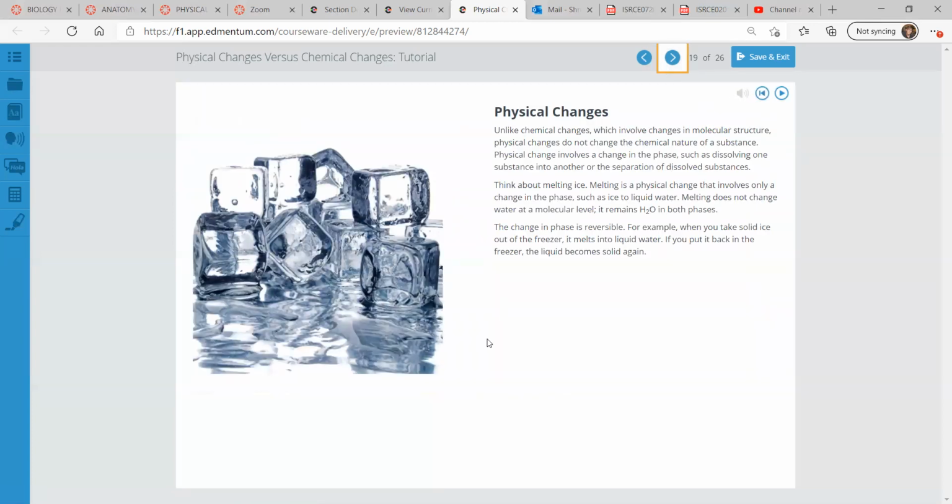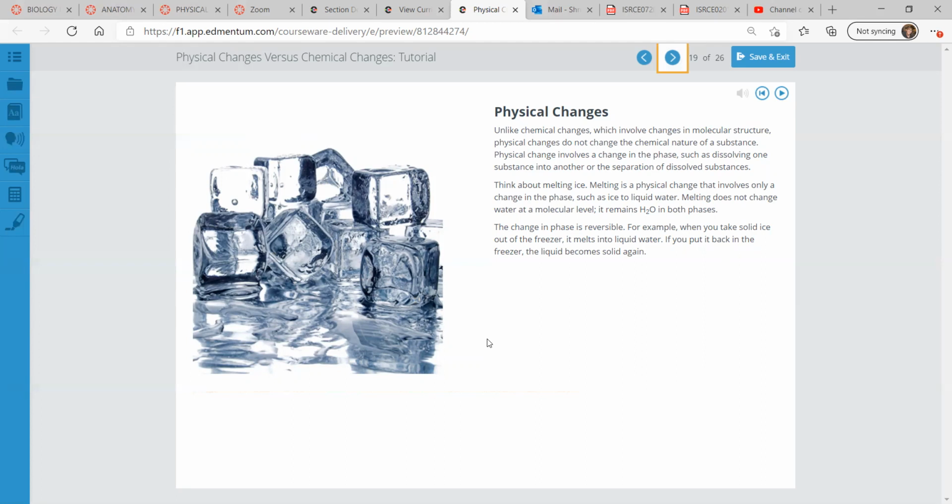Physical changes involve things that do not change the molecular structure. So chemical changes involve changes in molecular structure, while physical changes do not change the chemical nature of a substance at all. Physical change involves a change in the phase, such as dissolving one substance into another, or the separation of dissolved substances. So think about melting ice.